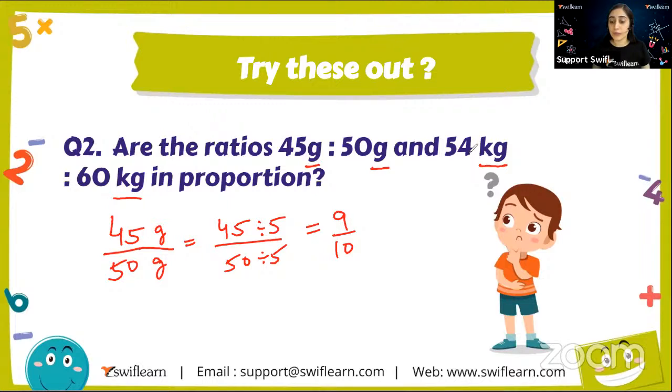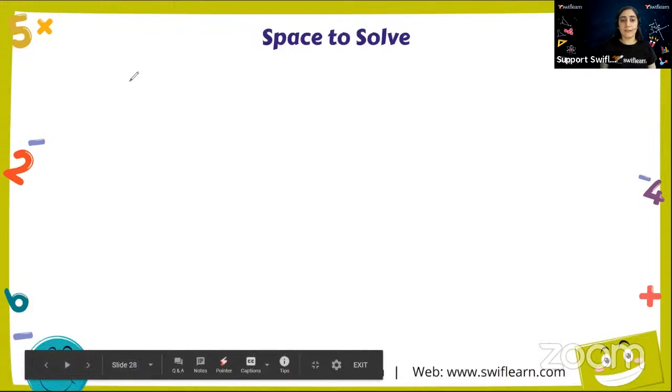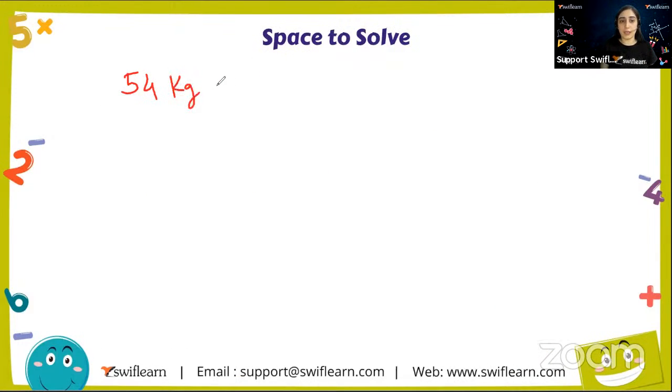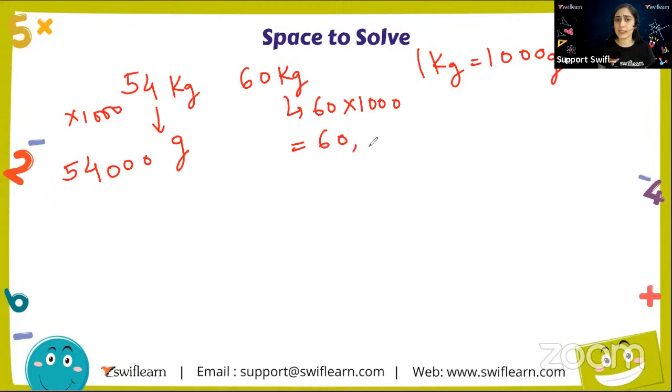The next one is 54 kgs and 60 kgs, right? Am I right? This was the question. So first, let me convert this kg into grams. I know 1 kilogram is equal to 1000 grams. So that will become 54,000, because when I multiply this by 1000, I get 54,000. And when I multiply 60 by 1000, I get 60,000 grams.